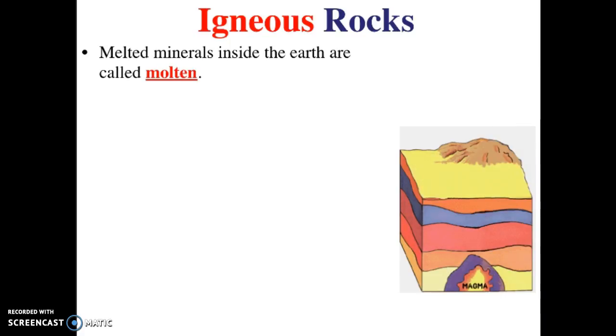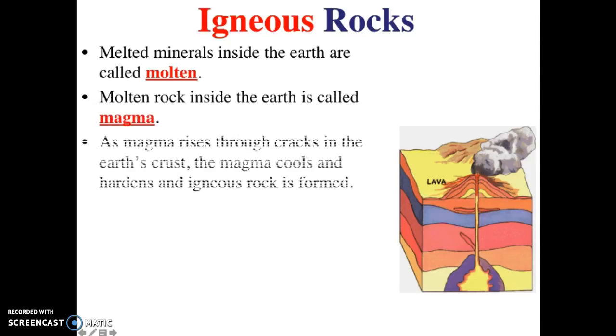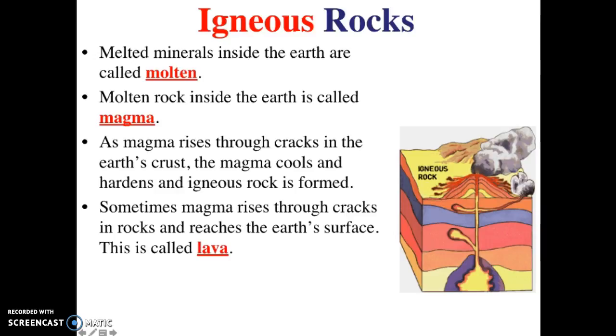Igneous rock: melted minerals inside the earth. Melted minerals from inside the earth go up through a volcano. That molten rock is called magma. As the magma rises through the cracks in the earth's surface, the magma cools, and that's how you get an igneous rock.